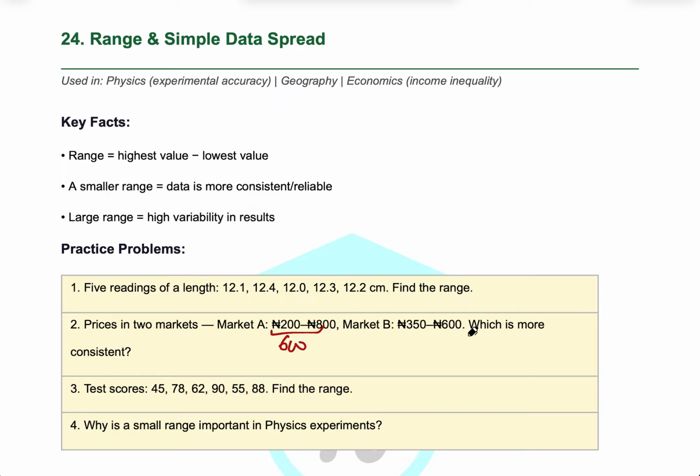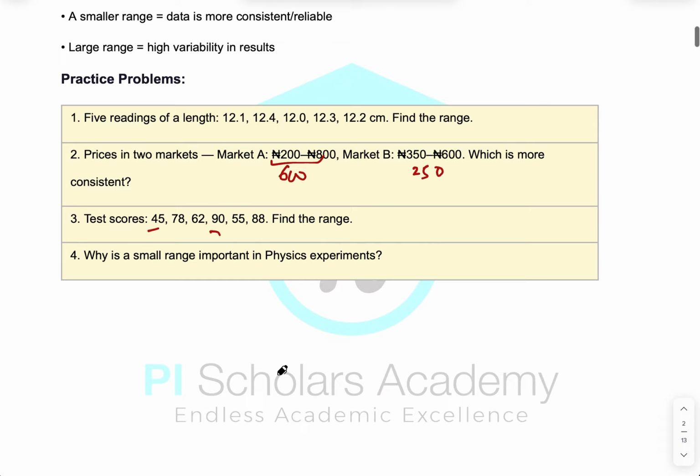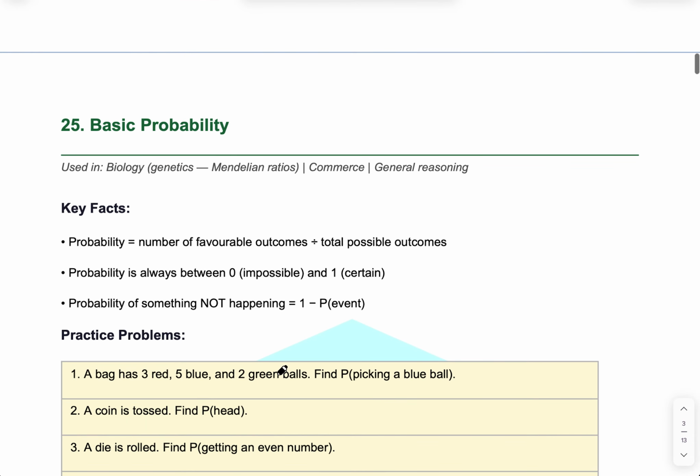This one is between 350 and 600, so that means 600 minus 350. That means that in this place you have a range of 250. So the second one, B, is much more consistent in that case. In this place, you just pick the largest number, which is 90. The lowest is 45. Then you subtract 45 from 90. So these are pretty easy ones. So let's go into the next one.